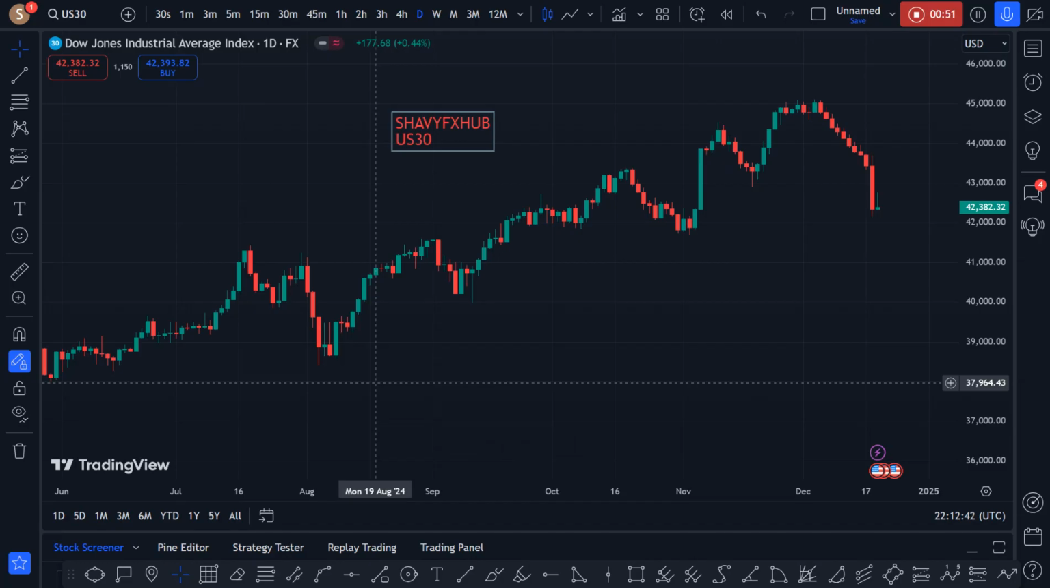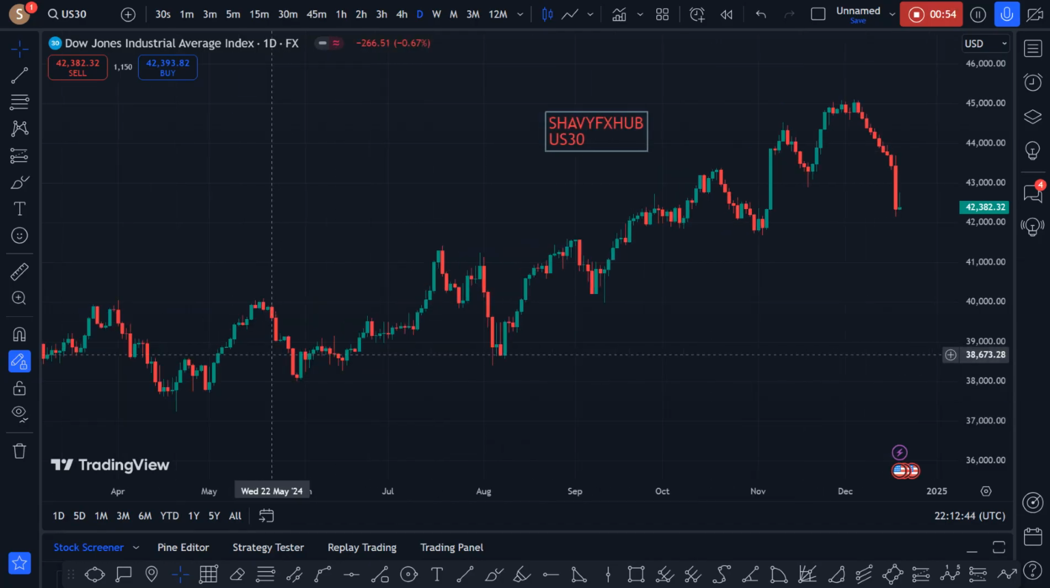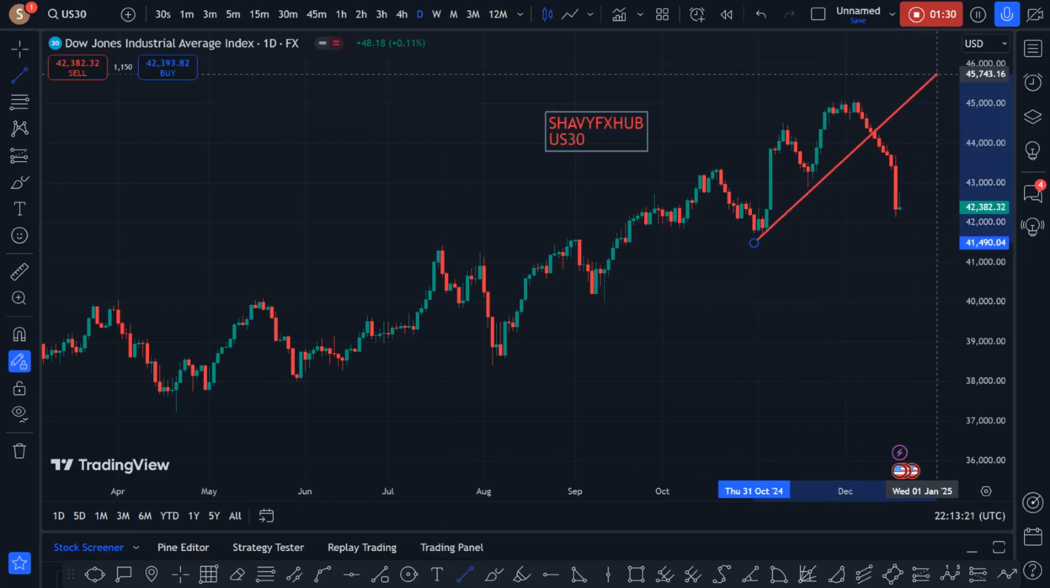fundamental analysis. We can see on daily the uptrend since May. Higher high, higher low, higher high, higher low, and so on, until a break of a previous low. So this is something to worry about. On technical, there is a break of structure. What structure was broken? An ascending trend line.